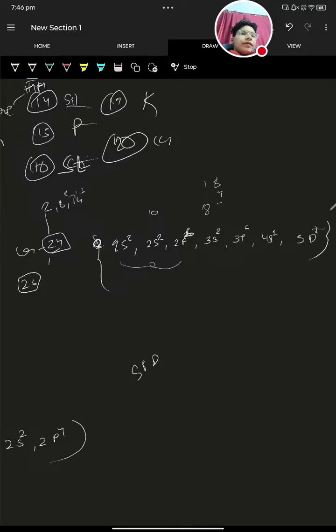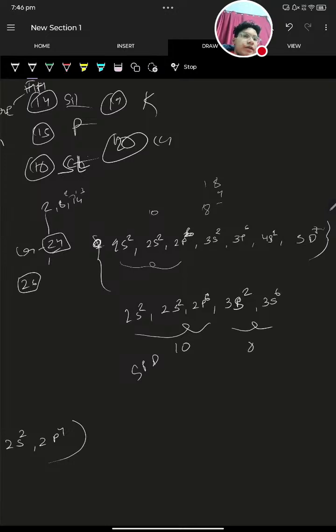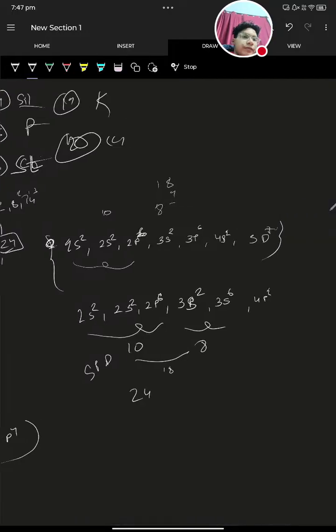This is for iron, and for chromium it is like 1s² 2s² 2p⁶ 3s². So this is 10 done. 3s² 3s⁶, 8 done. Now I am left with 24, 18, and here it does a weird thing with 4p¹. So 18, 19, I'm left with 5, so it goes to like 3d⁵.